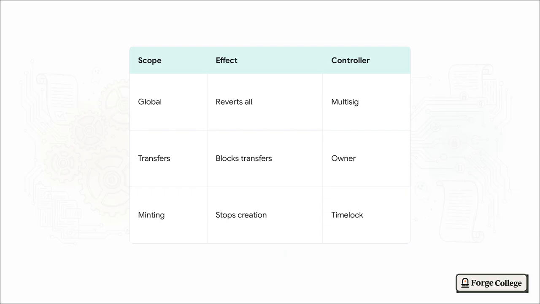But what about a transfers-only scope? Well, this blocks everyday token transfers but might still allow critical administrative tasks like emergency withdrawals. Or consider a minting-only pause. This stops token creation entirely but actually lets the secondary market continue trading without any disruption. At the end of the day, choosing the right scope depends entirely on your protocol's specific threat model and what your users expect to happen during an emergency.